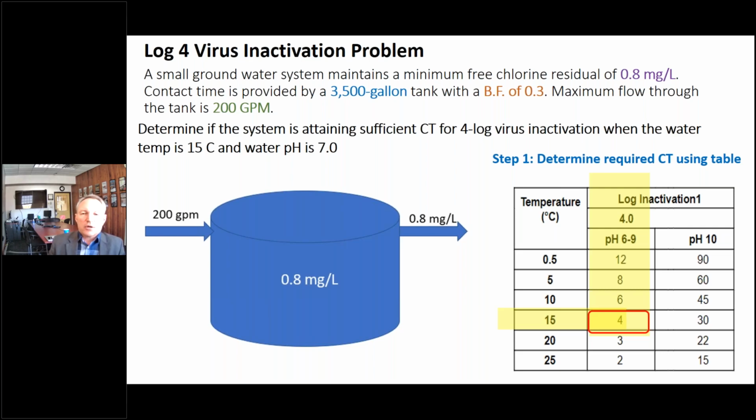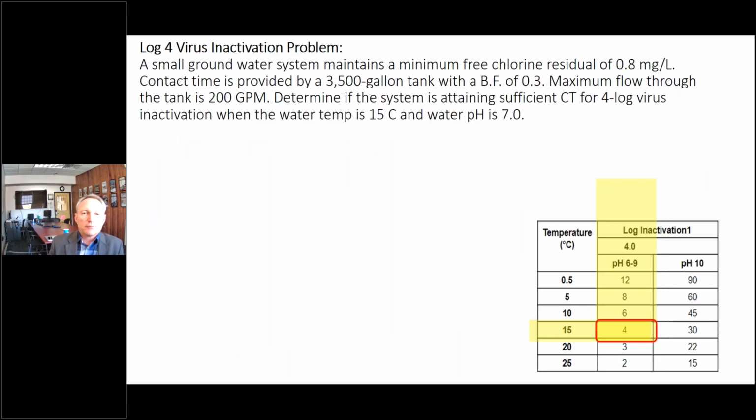So in the next slide, let's look at what our actual CT value is that we're attaining. And how are we going to do that? Well, we're going to look at the effective volume of the tank, and divide by the flow, remember, to get our contact time. And then we're going to multiply that by the residual. So let's do that.